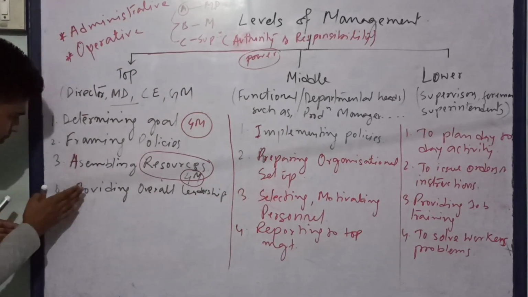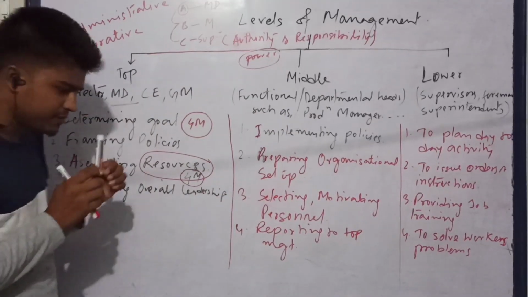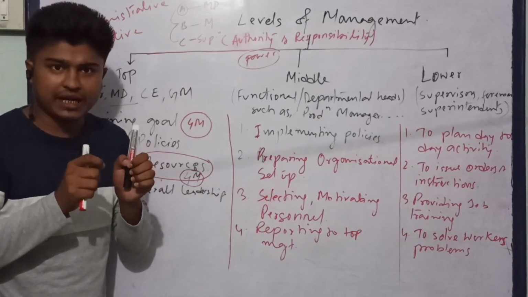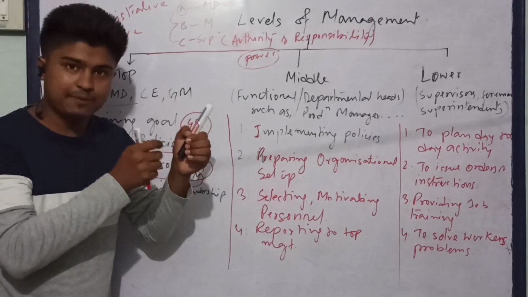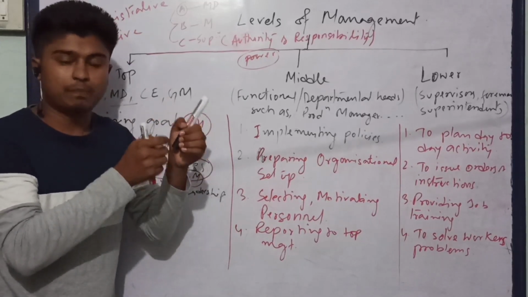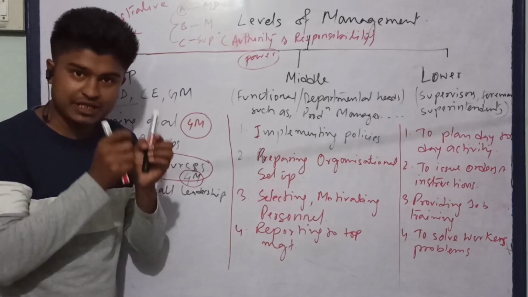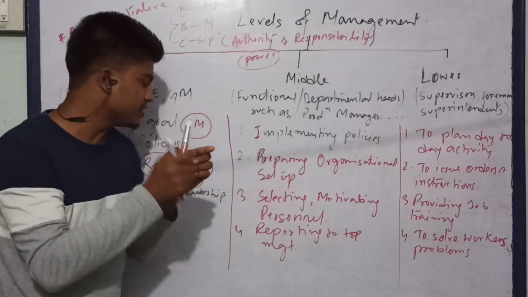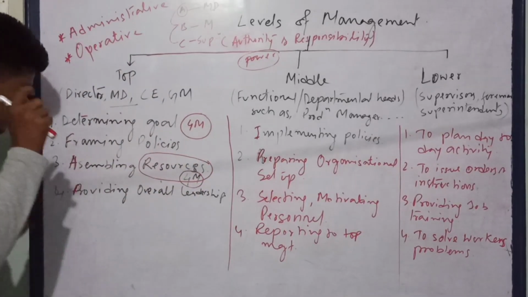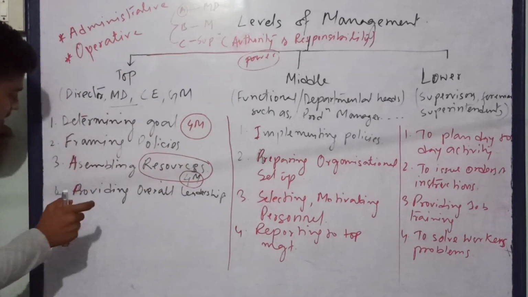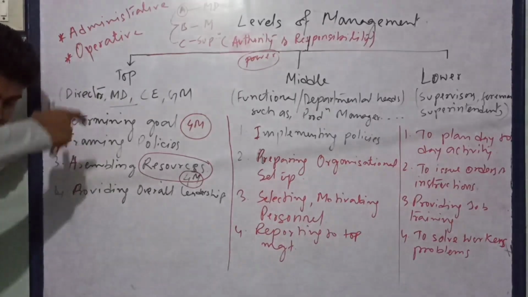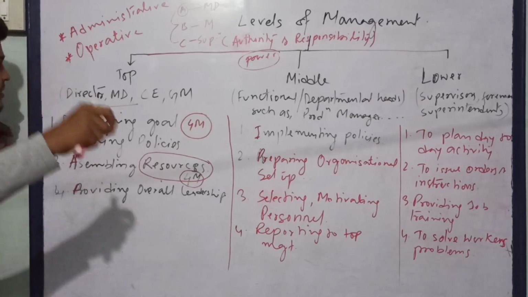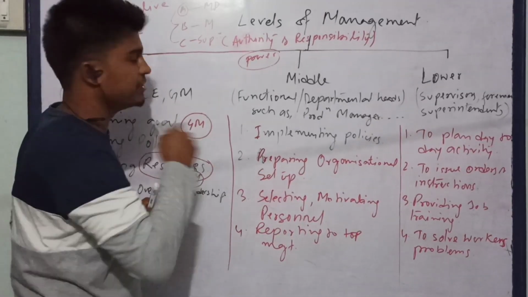Next, providing overall leadership. Leadership means to provide particular guidance or to provide a way for the different types and different categories of personnel working in the organization. This providing of way or guidance is the ultimate duty of top level management. That is why it is written overall. That means providing the total leadership of the organization is the duty of top management.